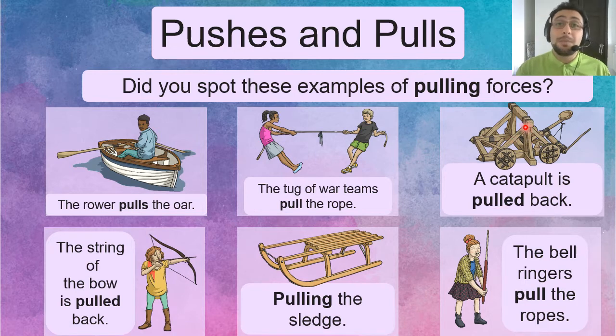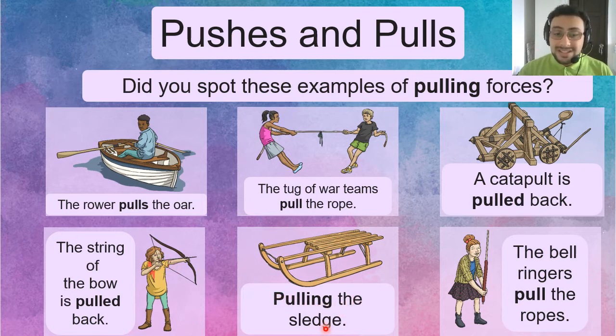A catapult is pulled back. This used to be a weapon a long time ago. They put something here and then they pull it back and then let it go. It's gonna go. So they pulled it back towards themselves. The string of the bow. You see, this is a bow and arrow. You pull this string towards yourself.